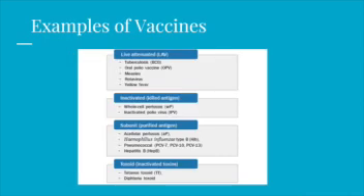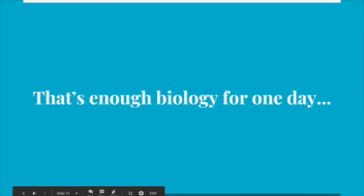Here are some common examples of vaccines within each of the four categories. For live attenuated, the most common types of vaccines are tuberculosis, polio, measles, and yellow fever. For inactivated, it is whooping cough and an inactivated version of the polio virus. For subunit vaccines, it is hepatitis B and influenza B, and lastly, for the toxoid vaccine, it is usually tetanus and diphtheria. That's enough biology for one day.